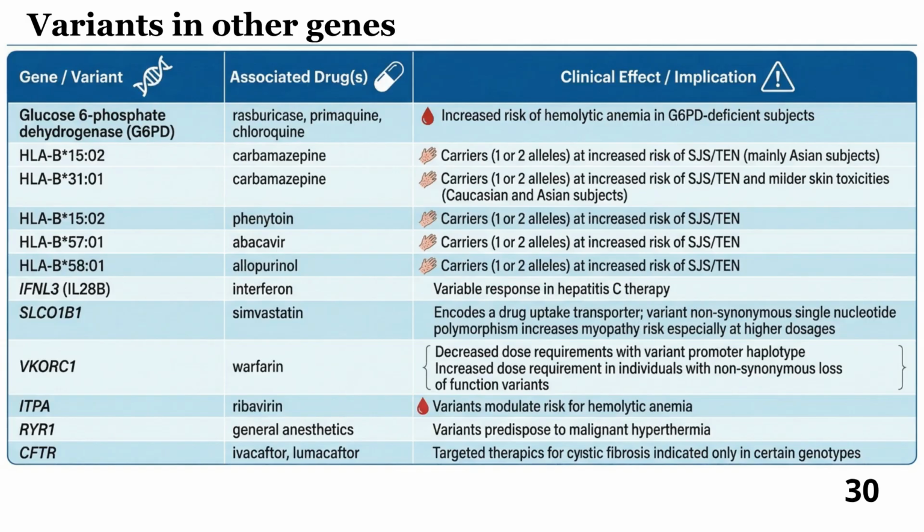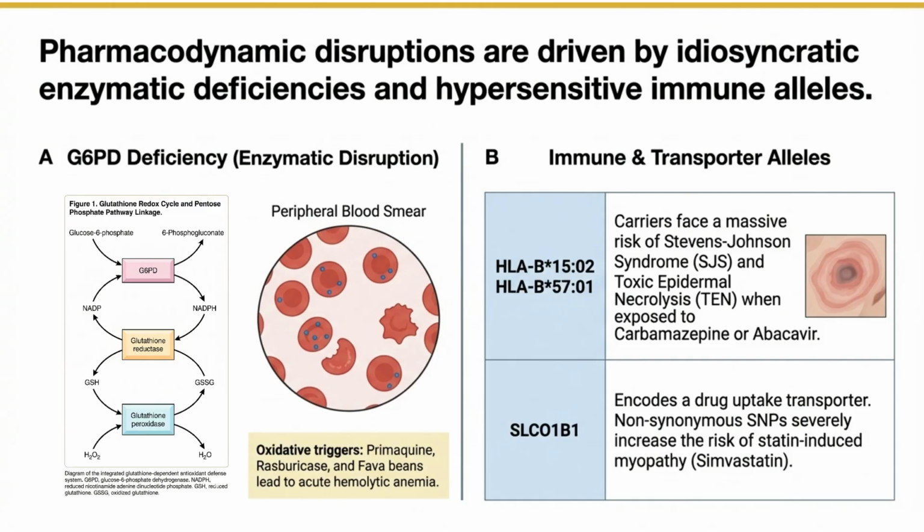Genetic variants can affect drug targets, which include receptors, ion channels, enzymes, and transporters. The diagram illustrates various examples of how this affects drug response. One example is the effect of HLA-B*1502 on carbamazepine, where a variant is associated with an increased risk of severe cutaneous adverse reactions like Stevens-Johnson syndrome or toxic epidermal necrolysis.